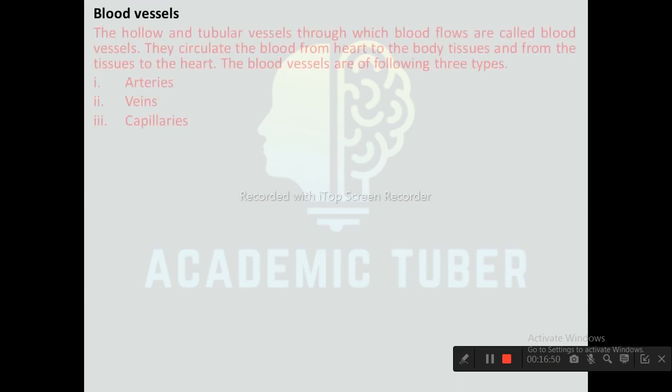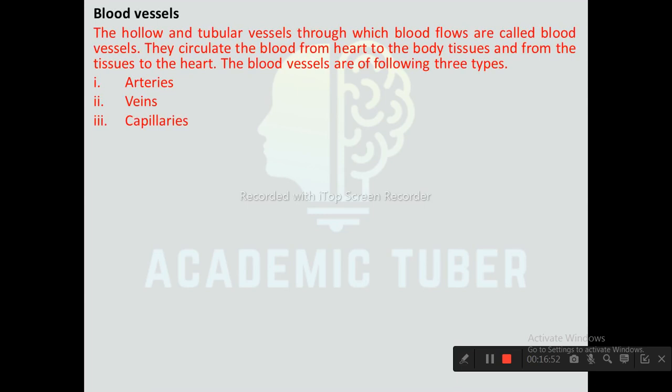Blood vessels. The hollow and tubular vessels through which blood flows are called blood vessels. They circulate the blood from the heart to the body tissue and from the tissue to the heart. And the blood vessels are of three types. They are arteries, veins, and capillaries.